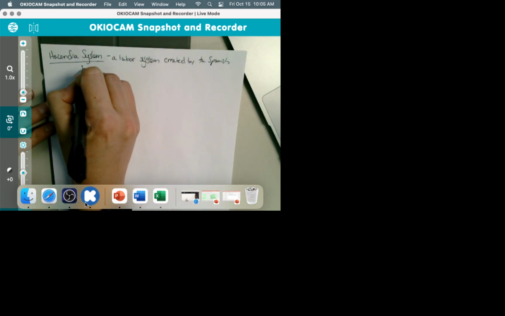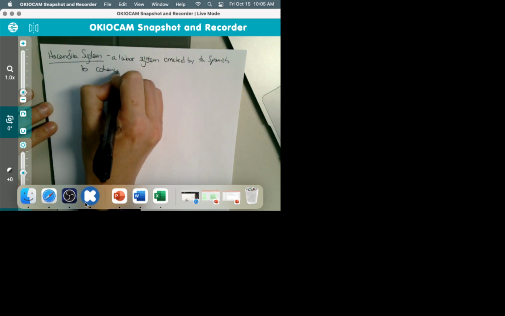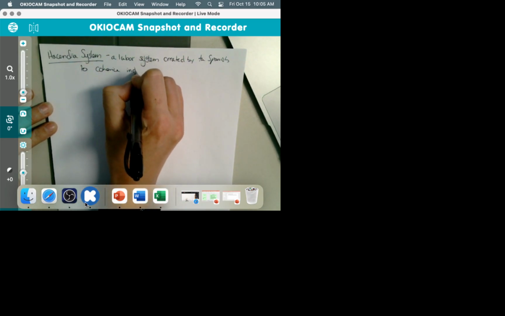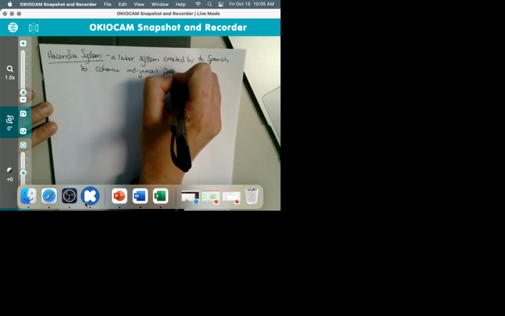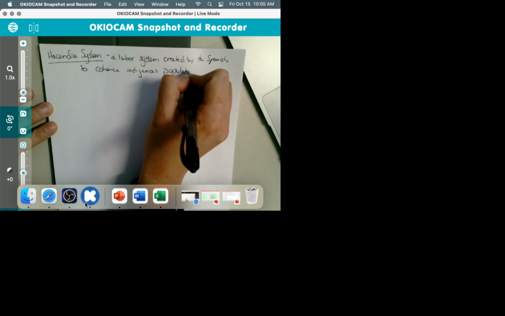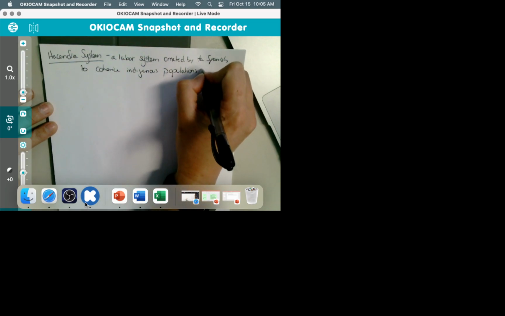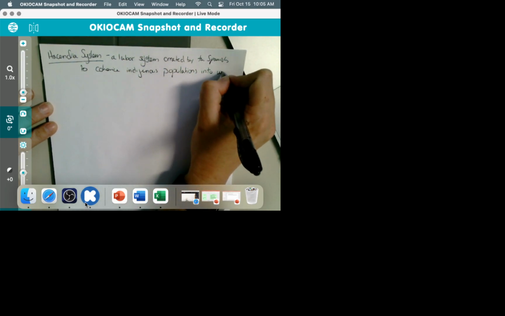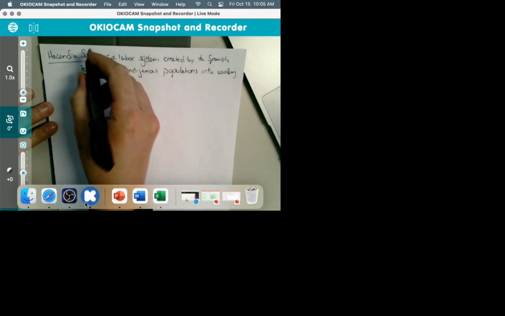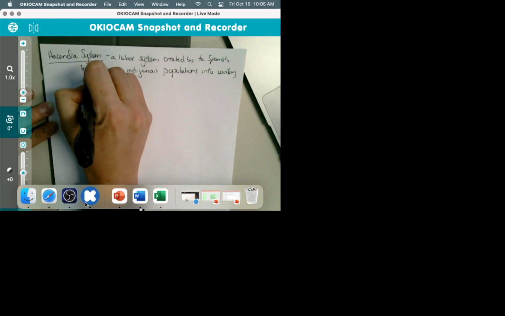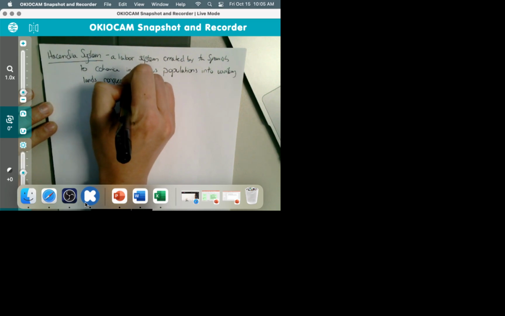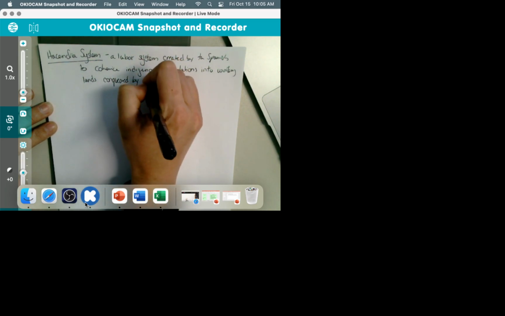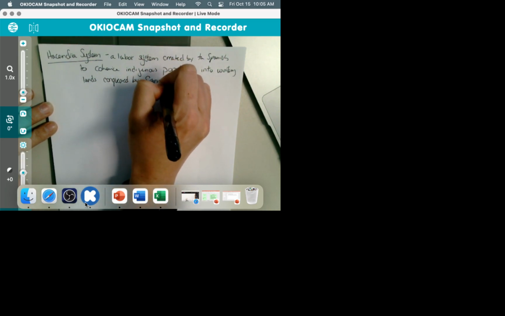to coerce indigenous populations into working lands conquered by the Spanish. By Spanish conquistadors. There we go. We'll even include that.